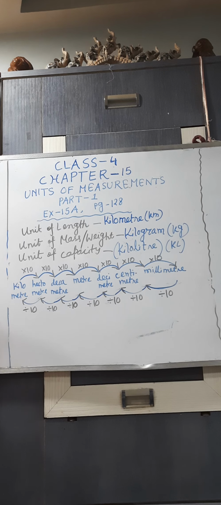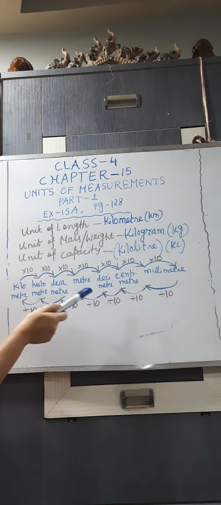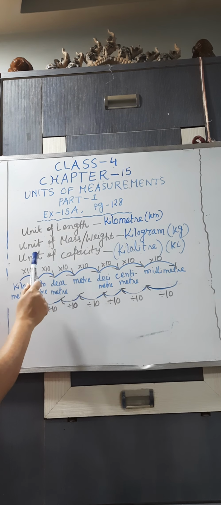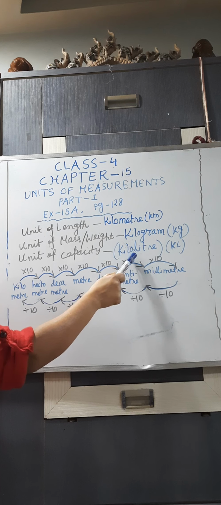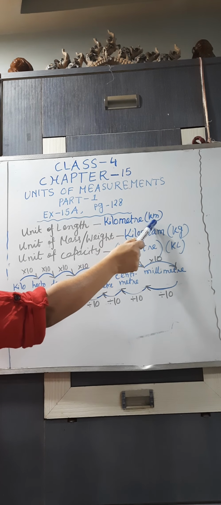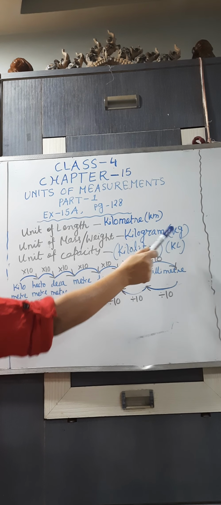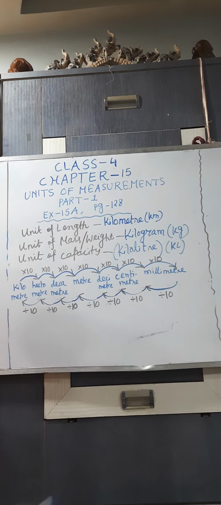First, you can see that I have written on the board unit of length, that is kilometer. Unit of mass or weight, that is kilogram. And unit of capacity, that is kiloliter. So in short, we can write kilometer as km, kilogram as kg, and kiloliter as kl.